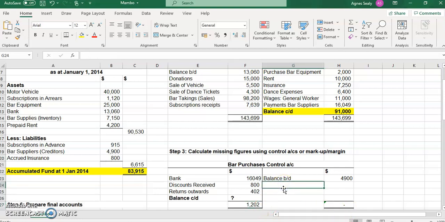Another thing we don't know would be our purchases. So that's another question mark there as well, because we don't know the purchases. So this is why I'm saying to you that at this stage, the control account cannot be used to ascertain purchases and balance carried down at the same time, because there are 2 figures that are missing. It must be only one figure missing in order to ascertain a missing figure. So this is why the control account is not appropriate at this time.